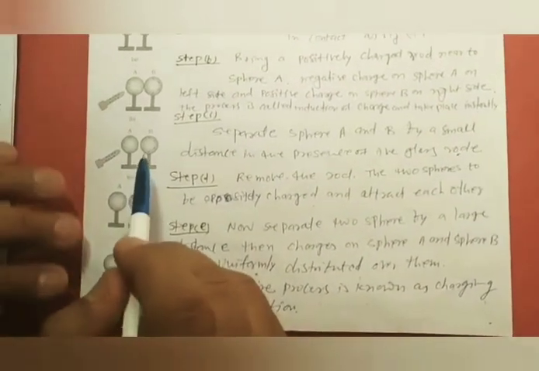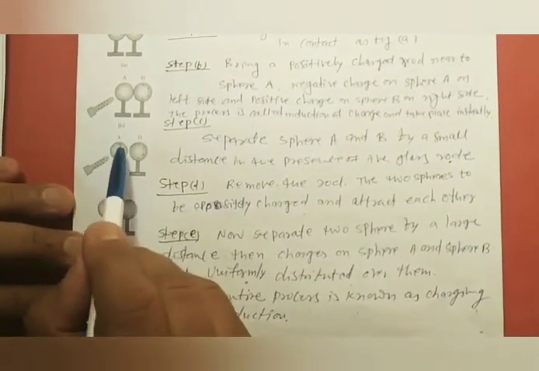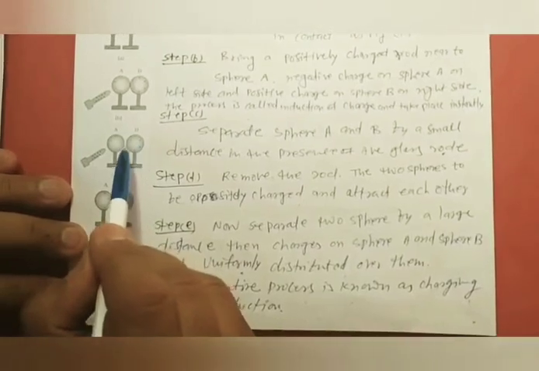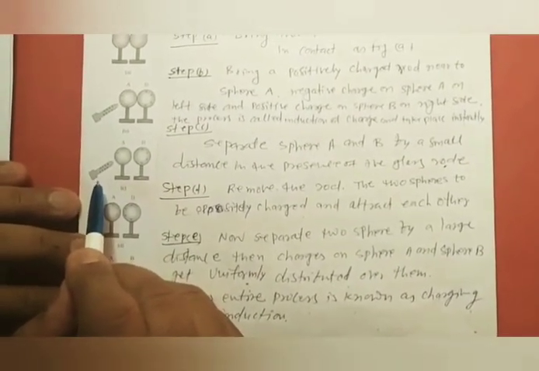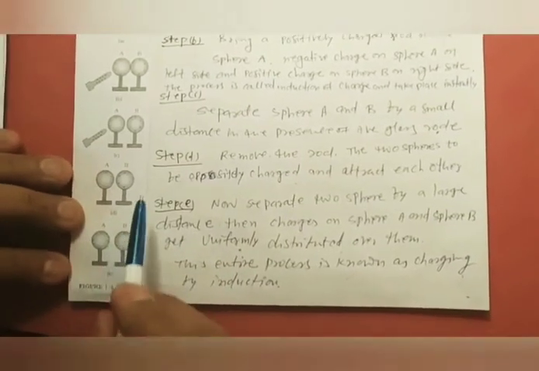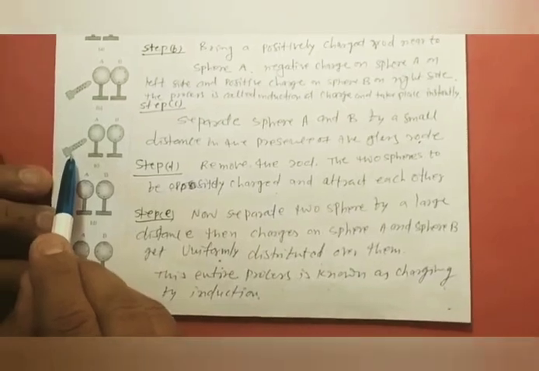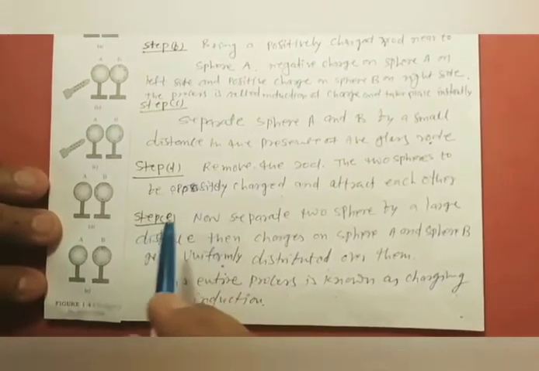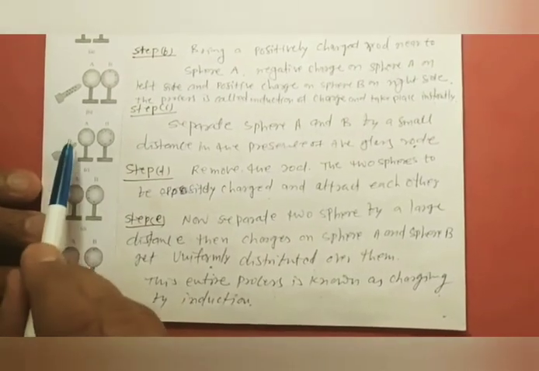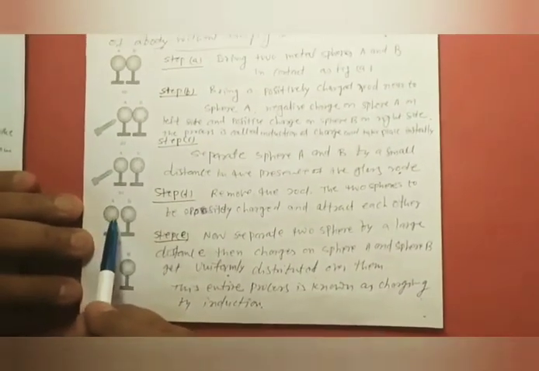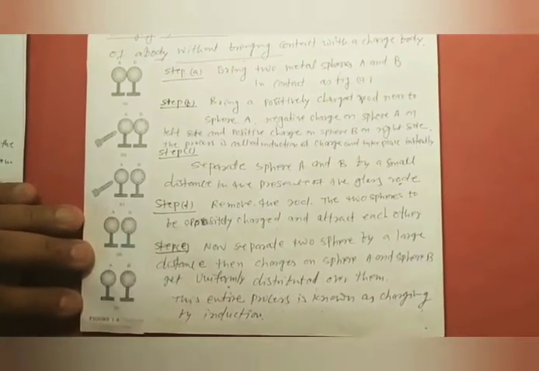Now in third step, we separate sphere A and B by a small distance in the presence of the positive glass rod. In step 4, we remove the positively charged glass rod and then we see that the opposite charges, the negative charge now shifted to right side and positive charge shifted towards left side.